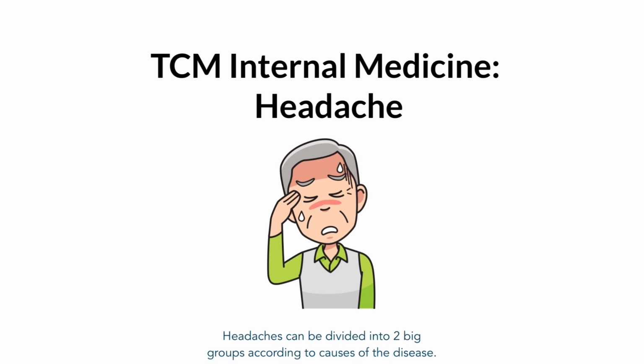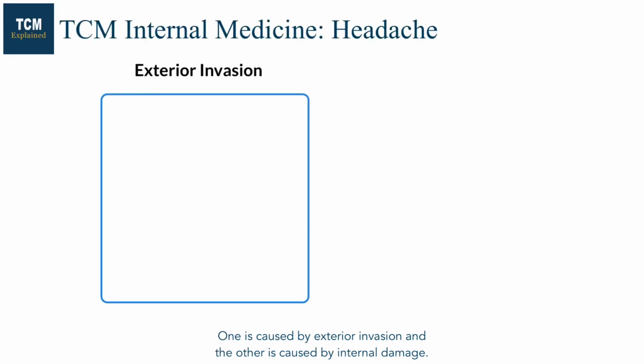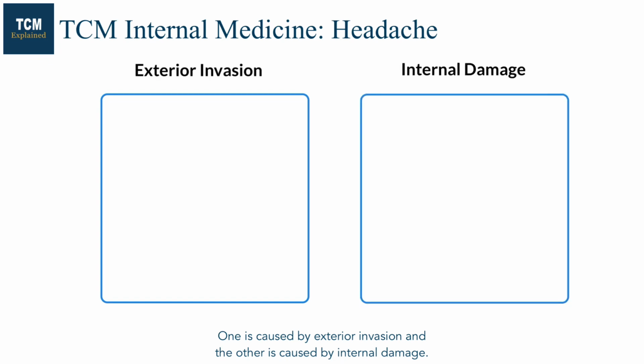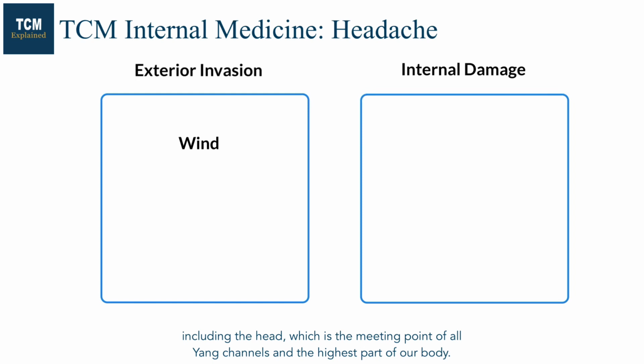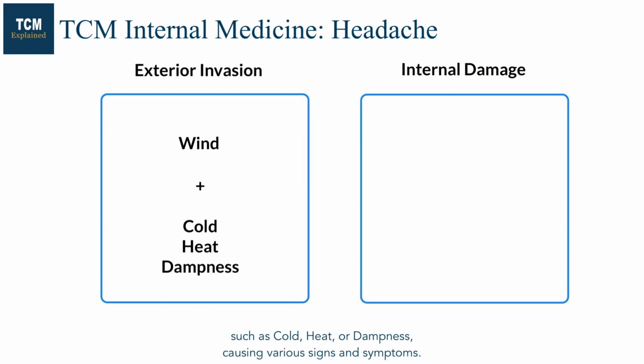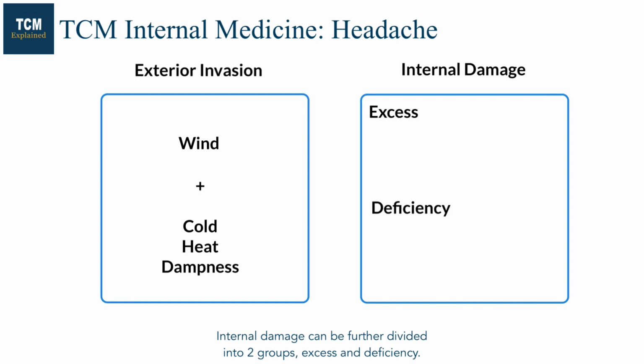Headaches can be divided into two big groups according to causes of the disease. One is caused by exterior invasion, and the other is caused by internal damage. Exterior invasion is the intrusion of the external pathogens such as wind. Wind is a young pathogen that has an inclination to attack the young part of the body, including the head, which is the meeting point of all young channels and the highest part of our body. It is most likely that wind will combine with other pathogens such as cold, heat, or dampness, causing various signs and symptoms.